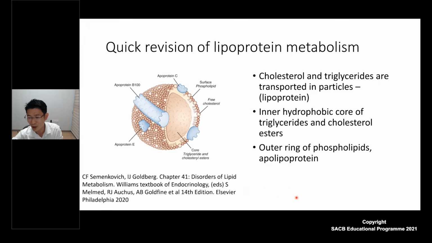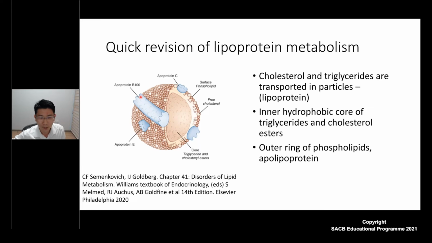So, a quick revision of lipoprotein metabolism. In our blood, cholesterol doesn't travel freely. What happens is that it is packaged into a nice package, called a lipoprotein. Inside the lipoprotein core, there's this thing called cholesterol ester. And on the surface, you can see some free cholesterol. But generally, the free cholesterol does not travel freely around.